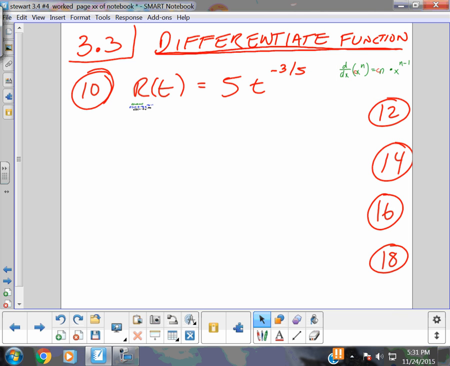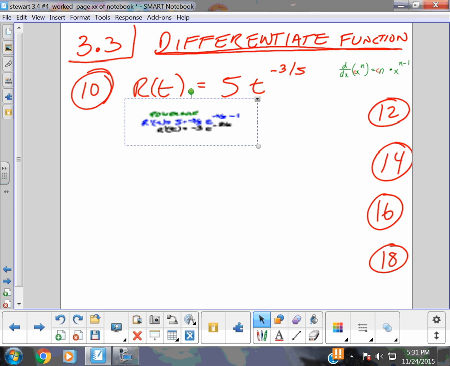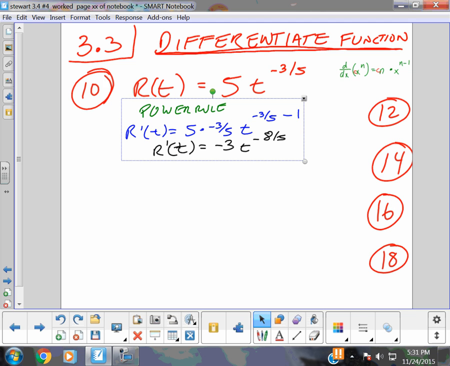You'll see I have a coefficient of 5, t raised to the negative 3/5 power. I don't care about that. So it's negative 3/5 times the 5, bring the power down, and then reduce the power by 1. Negative 3/5 minus 5. So I show r of t here in black. r prime of t is negative 3 times t to the negative 8/5.